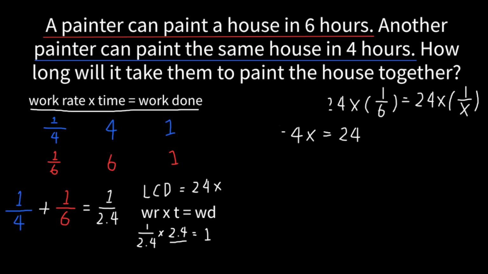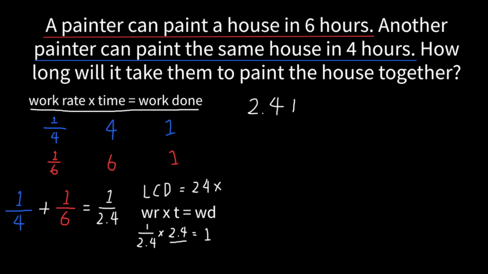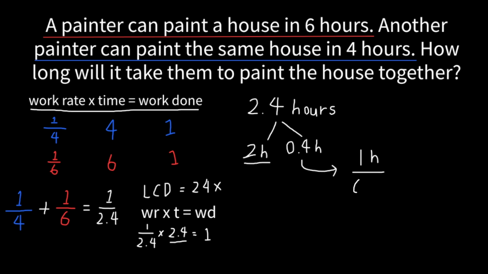I'm just gonna erase all of this. 2.4 hours. We can split that into 2 hours and 0.4 hours. Now we already have this set aside. We're just trying to figure out how much 0.4 hours is in minutes. Now let's think about the ratio between hours and minutes here. 1 hour is equal to 60 minutes.